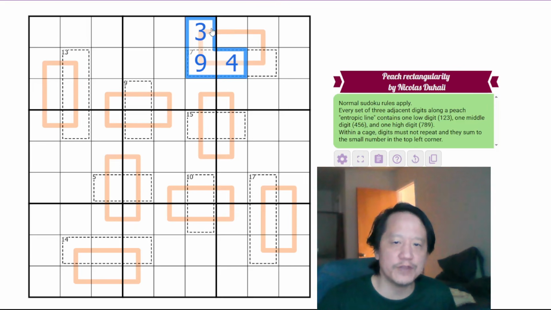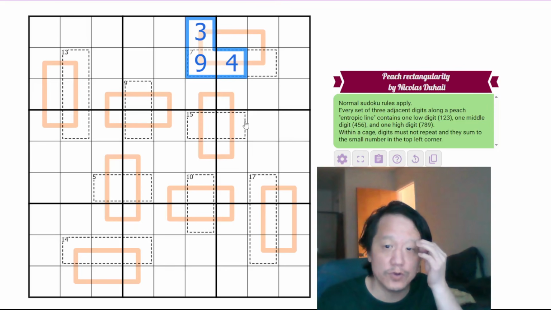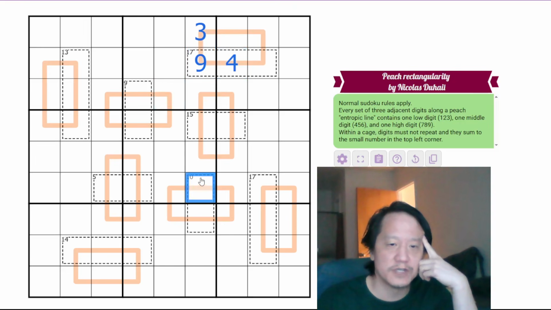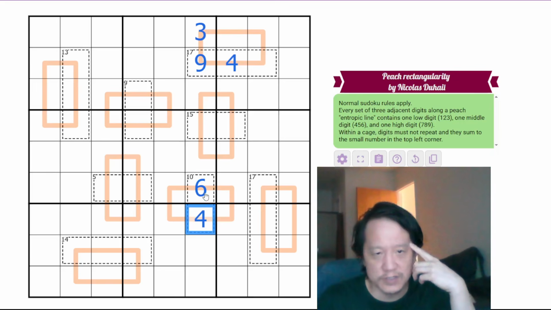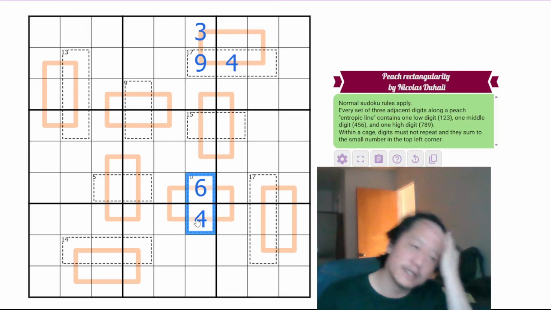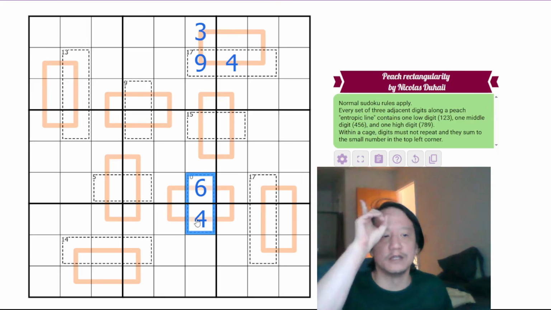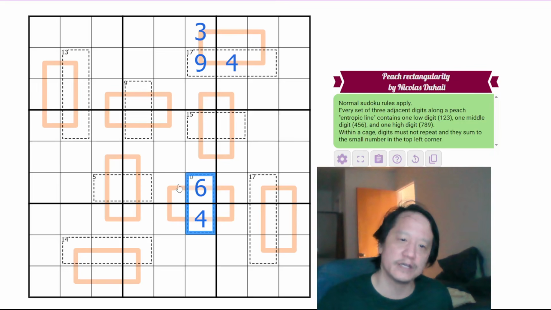And we have, within a cage, digits must not repeat, and they sum to the small number in the top left corner. So, for example, if this were, say, a 6 here, this would have to be a 4, because these 2 digits must add up to 10, because they are both in a cage with a 10 in the upper left-hand corner. And they're the only digits in that cage for that reason.